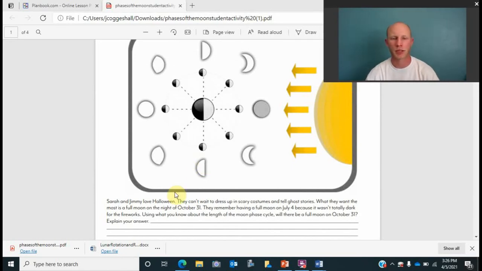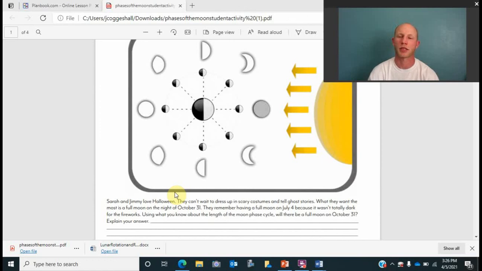It says, Sarah and Jimmy love Halloween. They can't wait to dress up in scary costumes and tell ghost stories. What they want the most is a full moon on the night of October 31st. They remember having a full moon on July 4th because it wasn't totally dark for the fireworks. Using what you know about the length of the moon phases, will there be a full moon on October 31st?